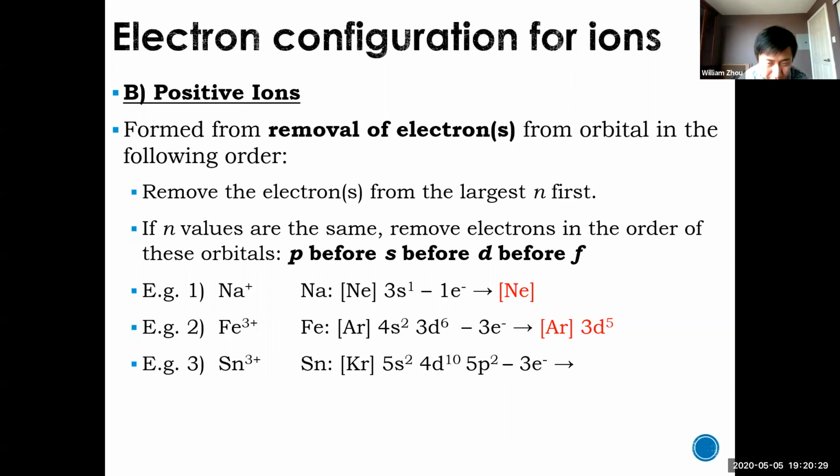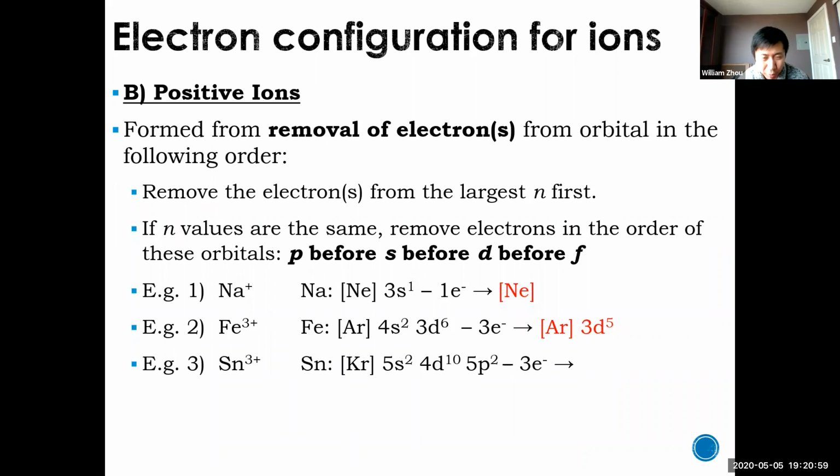Number 3. Okay, that one is the hardest one. Tin 3 plus. First of all, let me just say that tin 3 plus does not exist. I made that up because I wanted you to show me which electrons you would take first. This does not exist in nature. That is highly unstable. You have to take away 3 electrons from tin. You have 5s2, 4d10, 5p2. Okay, that is the normal electron configuration for tin.